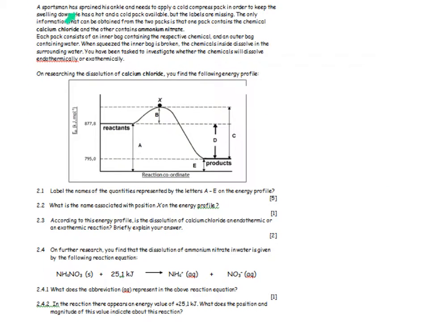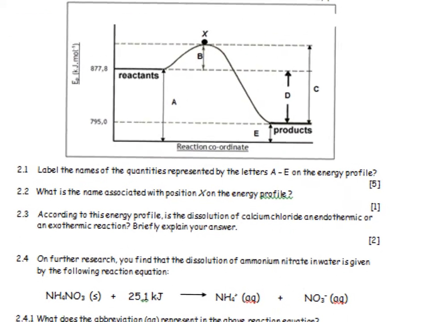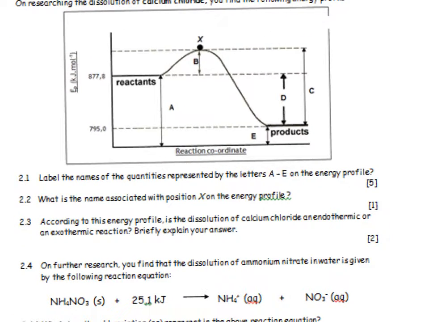We've got this long story about sportsmen putting on ammonium nitrate, and is it exo or endothermic? Carrying on. On researching the dissolution of calcium chloride, you find the following energy profile. That is an exothermic energy profile. Label the names of the quantities represented A to E on that energy profile. So I'm going to say A is, if I look on the axis, the energy of the reactants. B is the energy from the reactants to the activated complex, so that is going to be my activation energy.